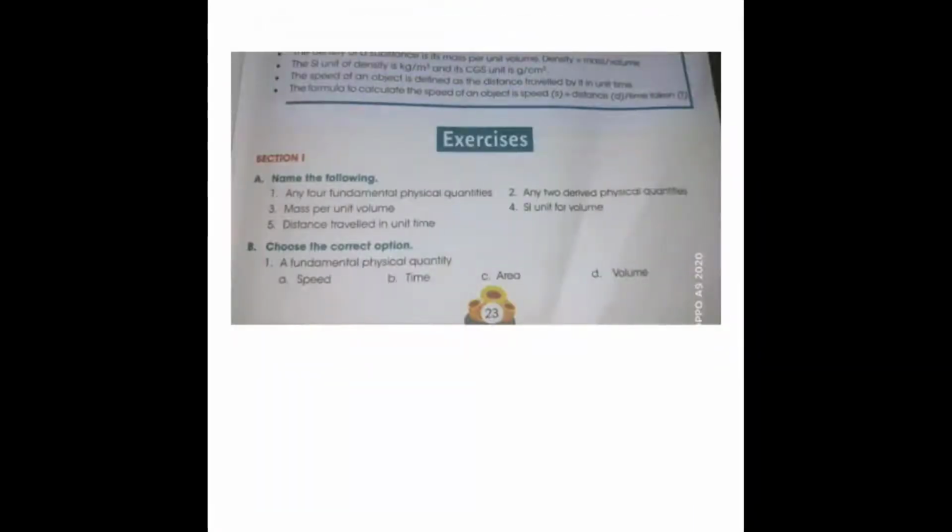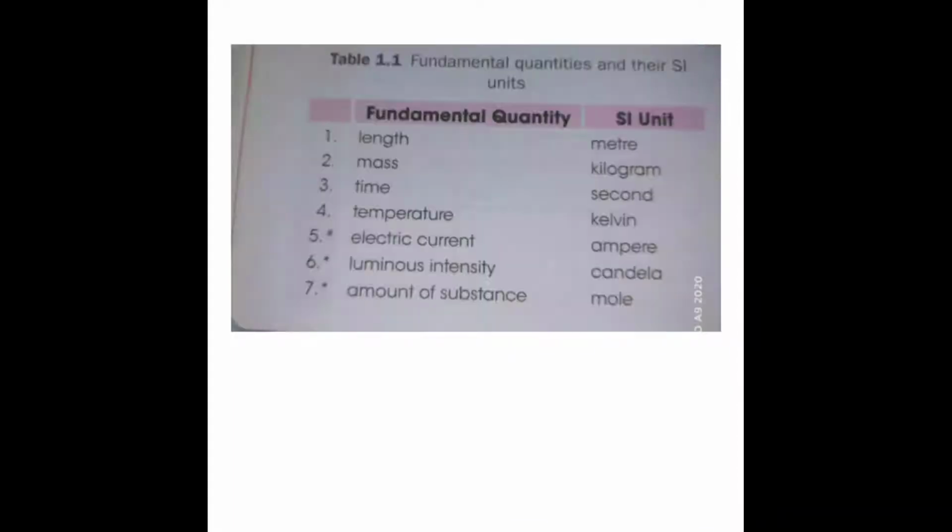So we have exercise questions in section 1. Name the following. Any 4 fundamental physical quantities you have to name, any 2 derived physical quantities. This answer you will find in your book, in the fundamental quantities as given. They have been asked in question 1, so you can give any 4 from here. You will make a chart: length is meter, mass is kilogram, time is second, temperature is Kelvin. Okay, so out of any 7 you need to write any 4.